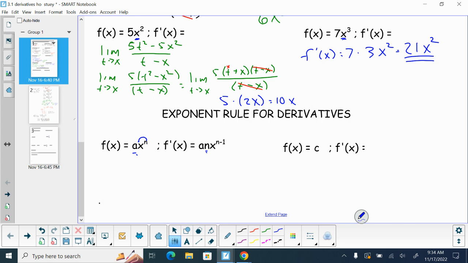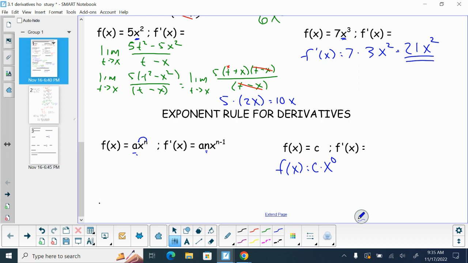Well, what if I had a constant? I want to take the derivative of a constant, say the derivative of 5. Well, there's no x there. But we can write this as c times x to the 0th power, because the exponent tells us how many times the base is used as a factor. Well, x is used as a factor 0 times. So I can write it as 5 times, or c times x to the 0th power.